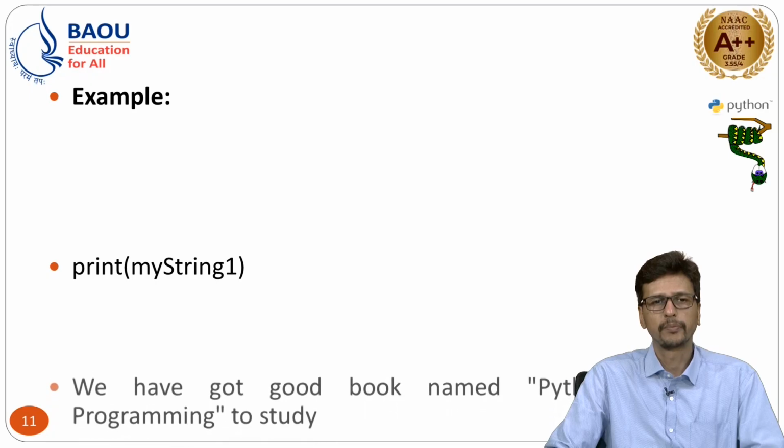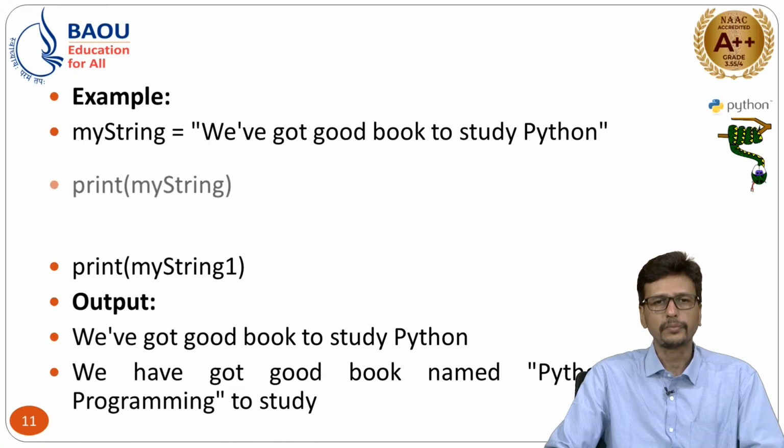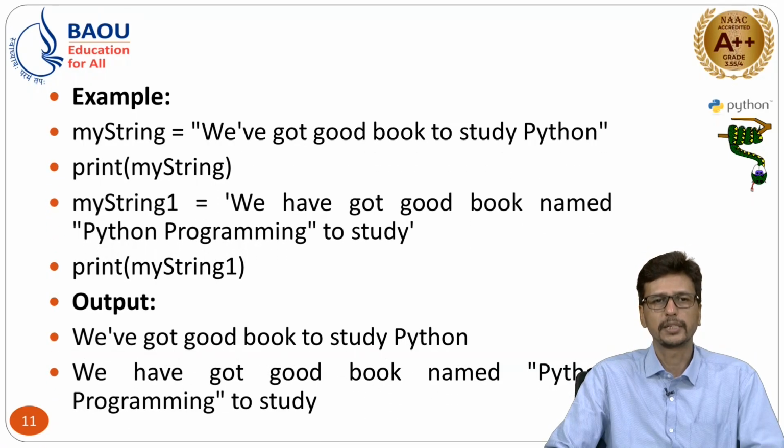Say for example here one string I have defined, that is my string equal to, we have got good book to study Python, right. So this is the string literal. So string literal here is denoted with double quotation. So string starts with double quotation and ends with double quotation. Now you can observe here one word, we have. So here one single quote is there. So this will be considered as character, and double quotation will be considered as the delimiter, right.